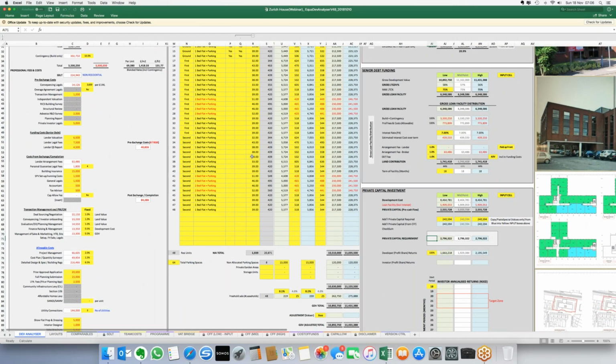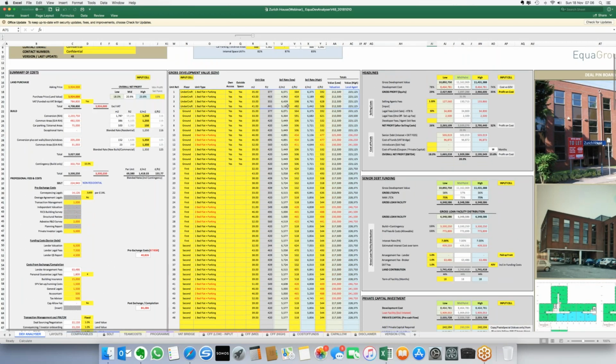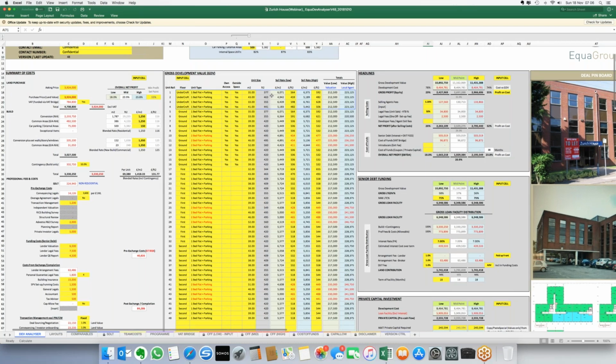So when it's all developed, all finished and all sold, so everything has been sold, what is that number in terms of value that's going to be coming back? This part of the development analyzer purely focuses on GDV. So how do we fill this information in?